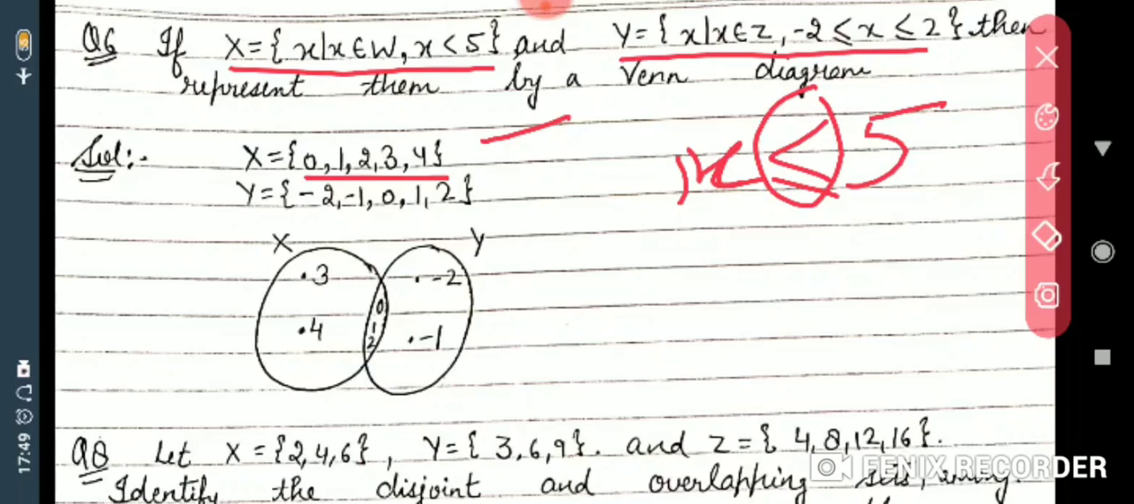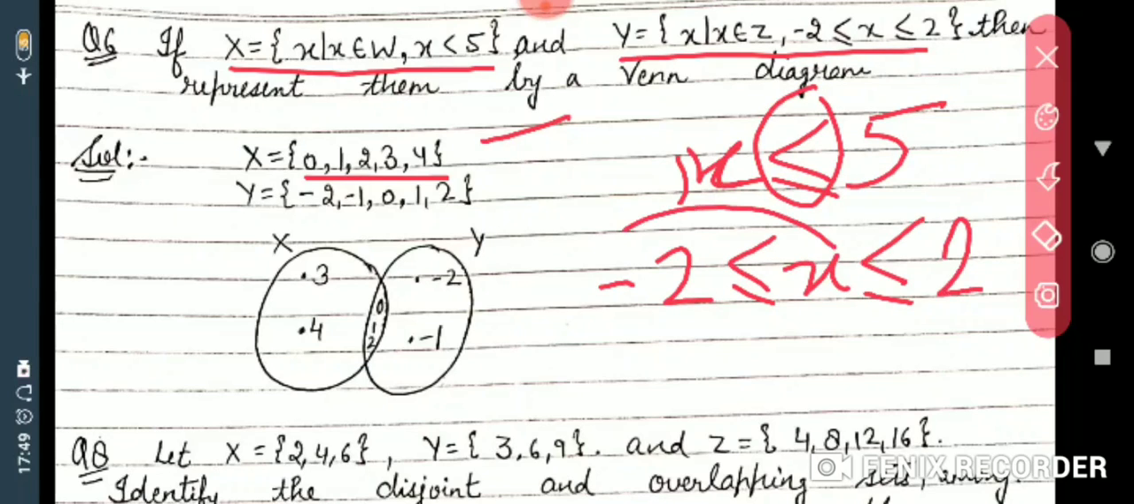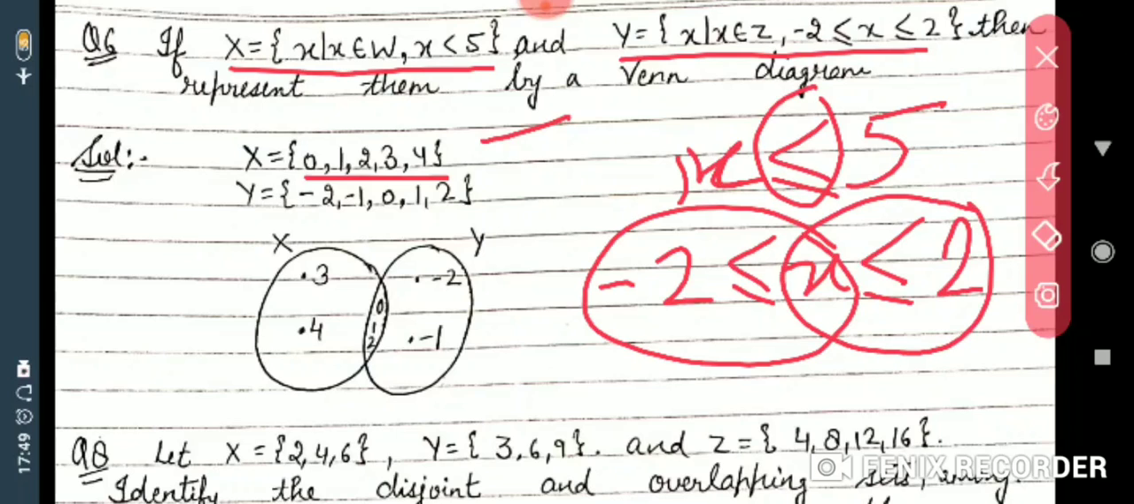Next, if y equals x such that x belongs to Z. Z denotes integers. What? -2. That means x is greater than and equal to -2. But x is smaller than and equal to 2. But this -2 and 2 will be included. Why? Because equal to sign is there. So what will be the elements? -2, -1, 0, 1, 2.